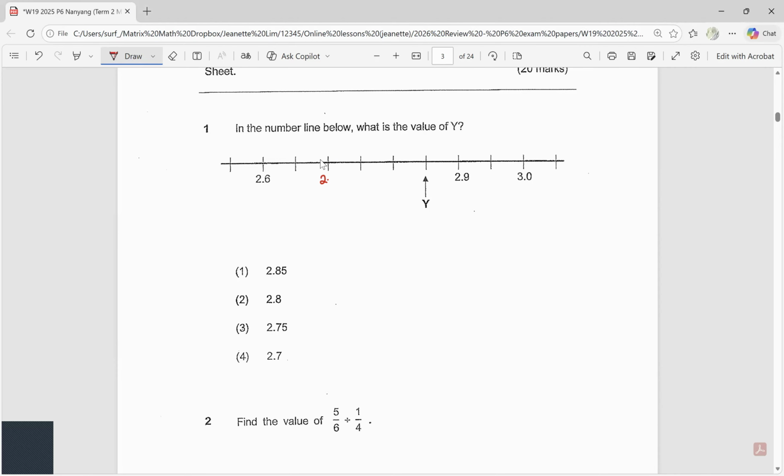So this would be 2.7, 2.8. So in between them, you have 2 intervals. Okay, so now y is between 2.8 and 2.9. So that will give us 2.85. So answer option 1.